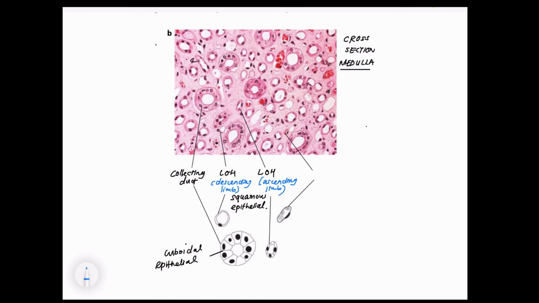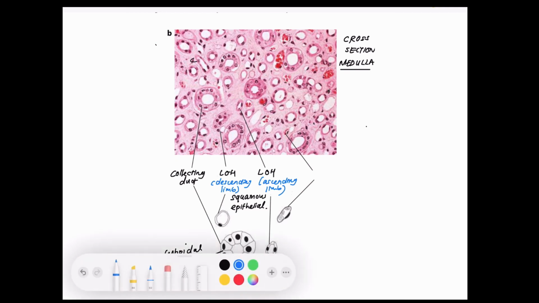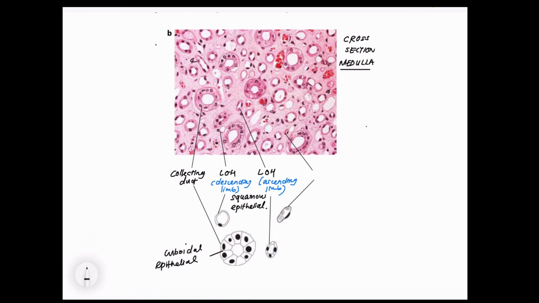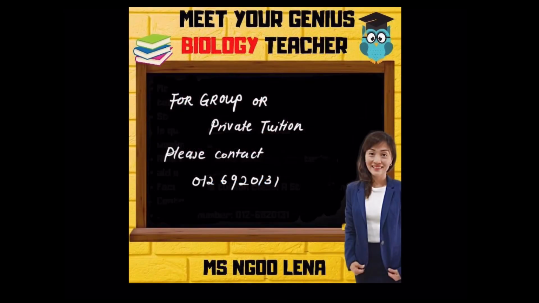And finally, the last one is actually, you can see some red blood cells inside. That's the blood capillary. The understanding of the structure of the kidney is very important before we move on to the function and the role of each part of the kidney.